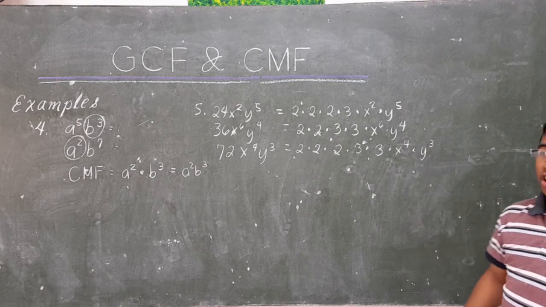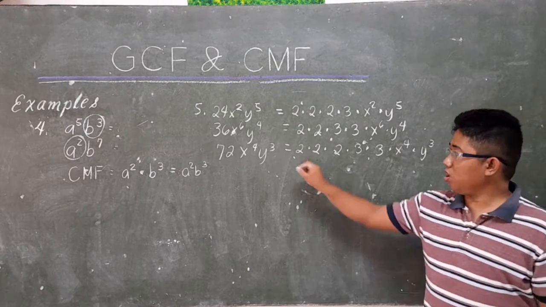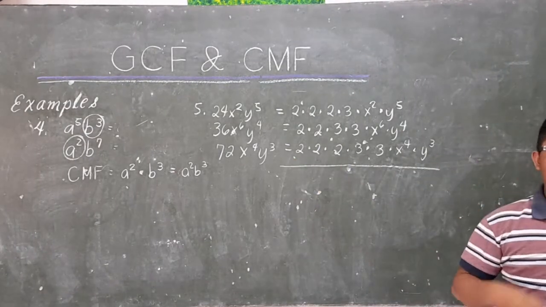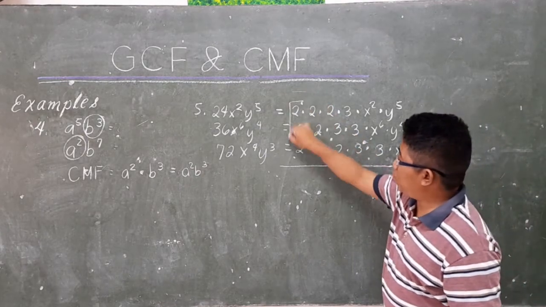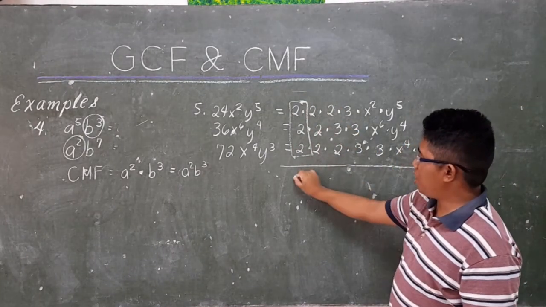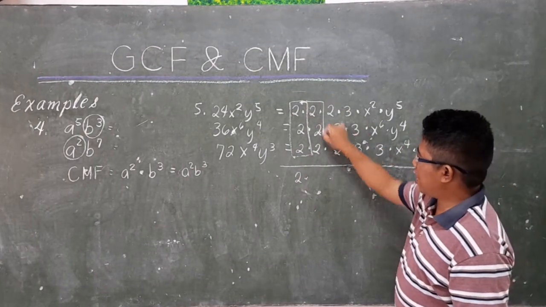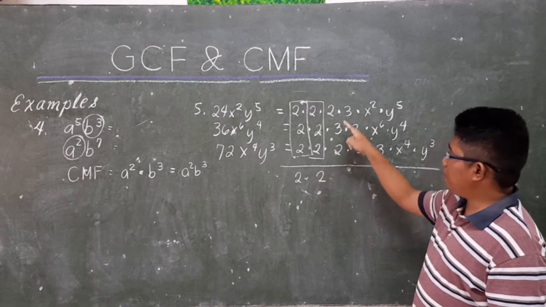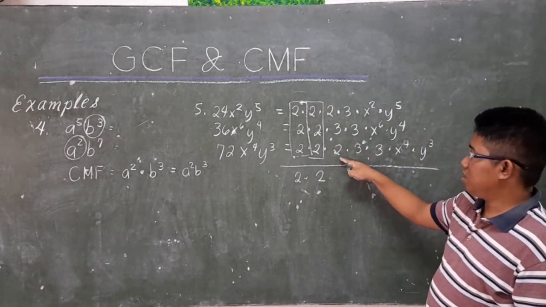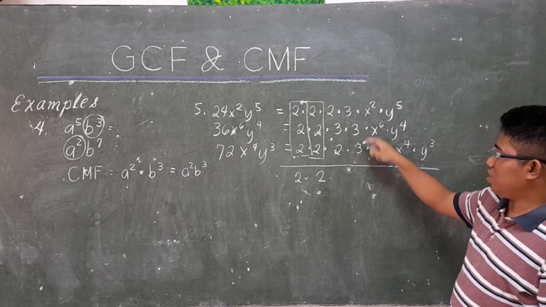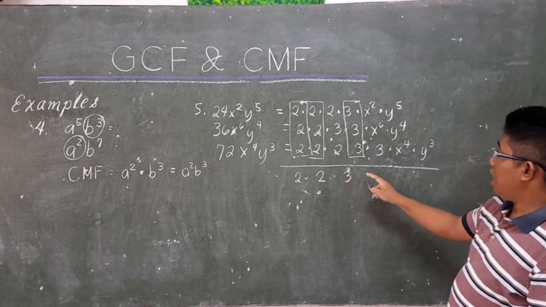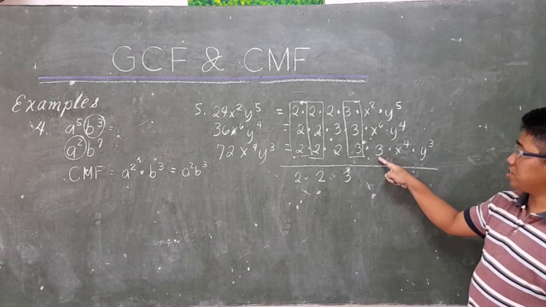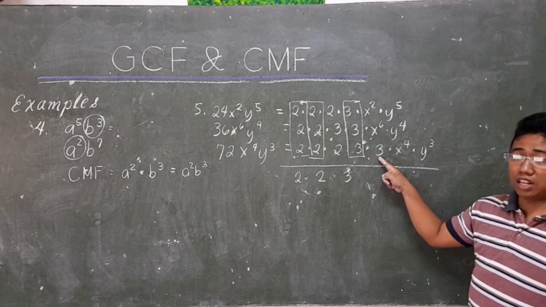So now let us determine the commons here. We cross out the commons among these three monomials. There are three 2's, there is a common. The second has three 2's too. How about this one, the 3's? It is not common, there is only one 3 in the first monomial, so it is not included.